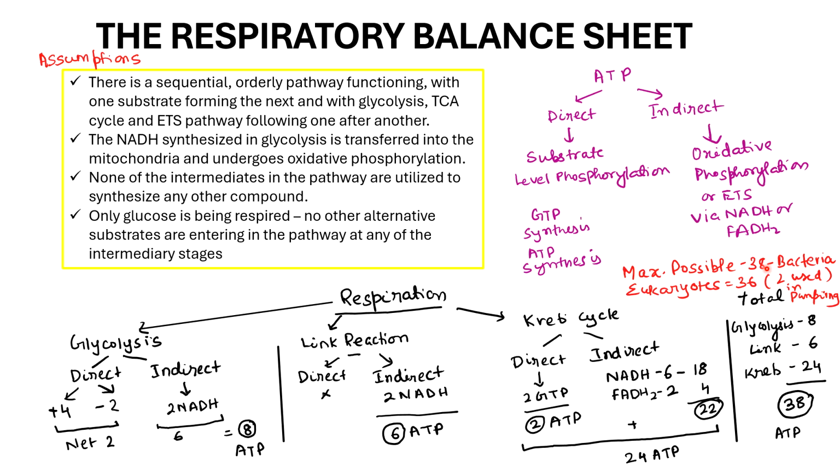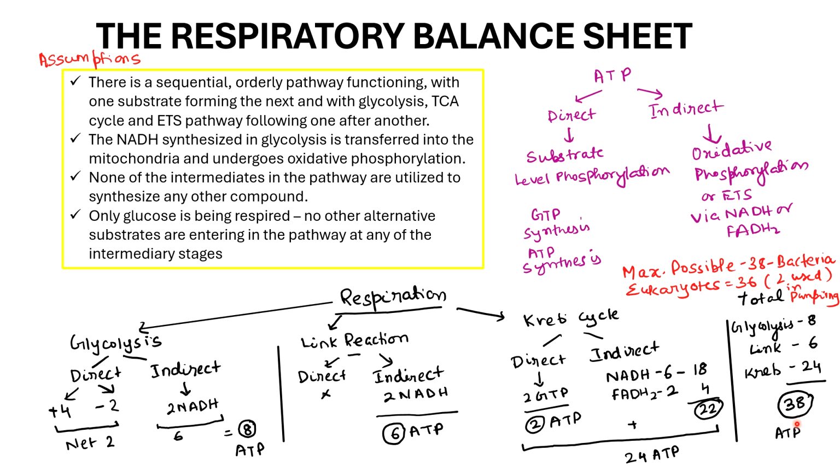But this maximum possible ATPs, that is 38, is achieved only in the bacteria. In eukaryotes we have a general gain of 36 ATPs, because 2 ATPs are utilized in pumping. Okay, so you should remember while calculating ATP that we have to see ATP from 2 sources, direct as well as indirect. Direct is from substrate phosphorylation, which is either a GTP or ATP synthesis, and indirect is from oxidative phosphorylation or ETS via the oxidation of NADH or FADH2.